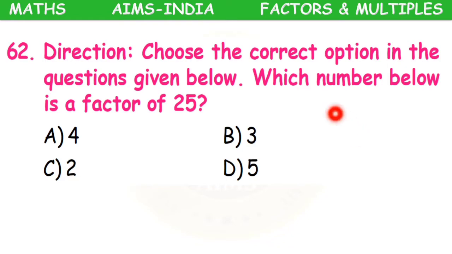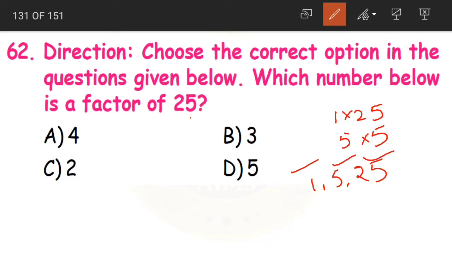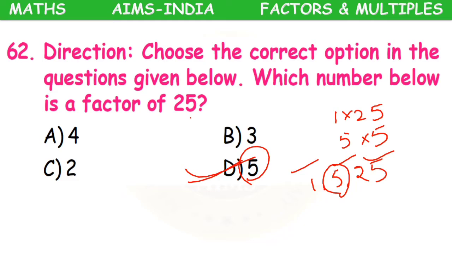Next question. Which number below is a factor of 25? Now what are the factors of 25? 1 25 is 25 and 5 5s are 25. So the factors of 25 are 1, 5 and 25. So option D, 5 becomes our correct answer.